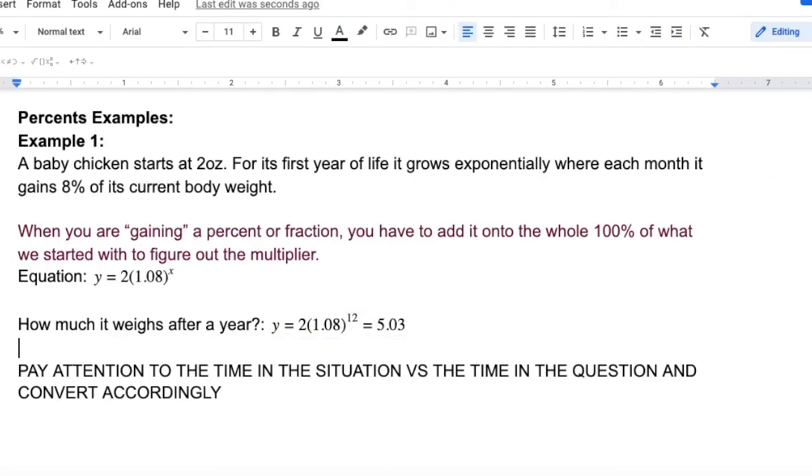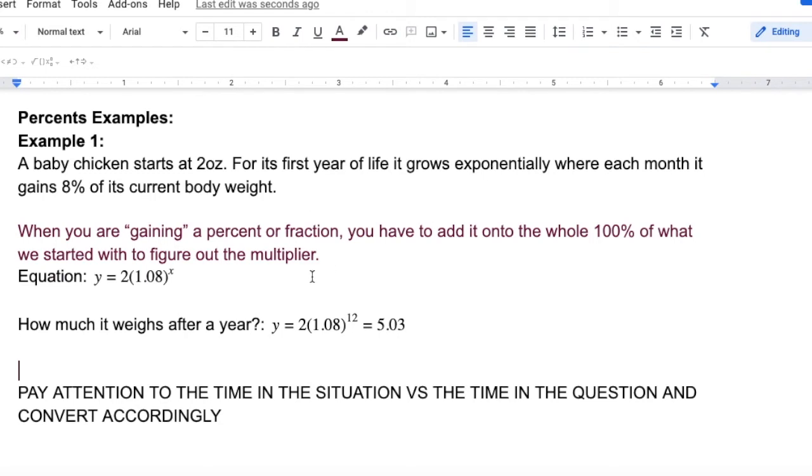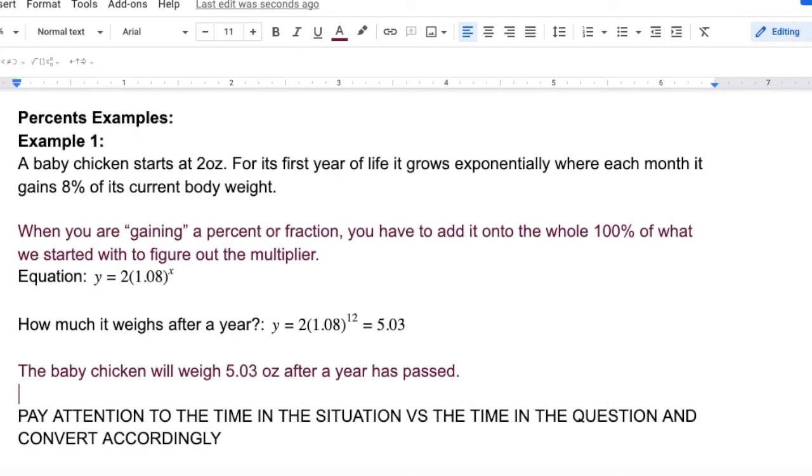And the other thing about word problems like this is the test expects that you answer in a full sentence, relating your answer back to the situation. So the question is, how much will it weigh after a year? And a good response is the baby chicken will weigh 5.03 ounces after a year has passed. All right, so this is a gaining percent example.